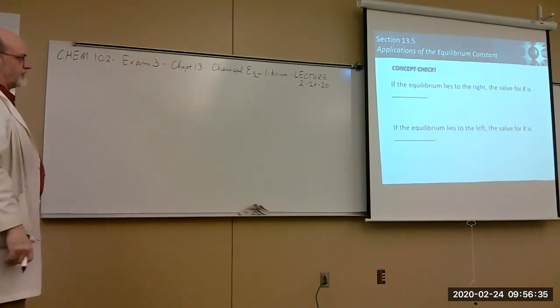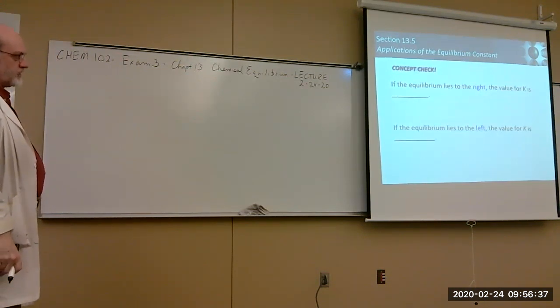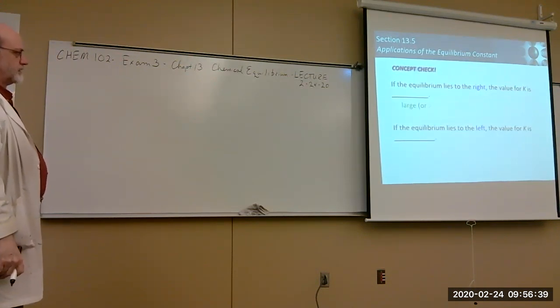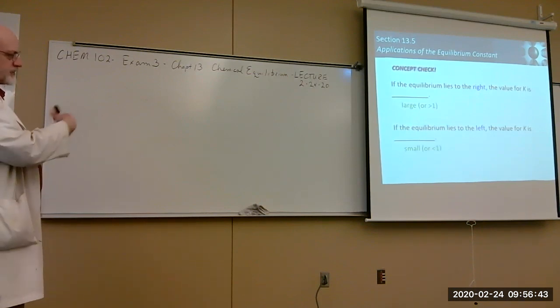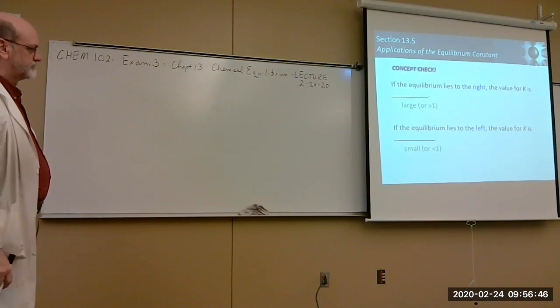Okay. If the equilibrium lies to the right, the value of K is large, greater than 1. And if it lies to the left, the K is small, less than 1.